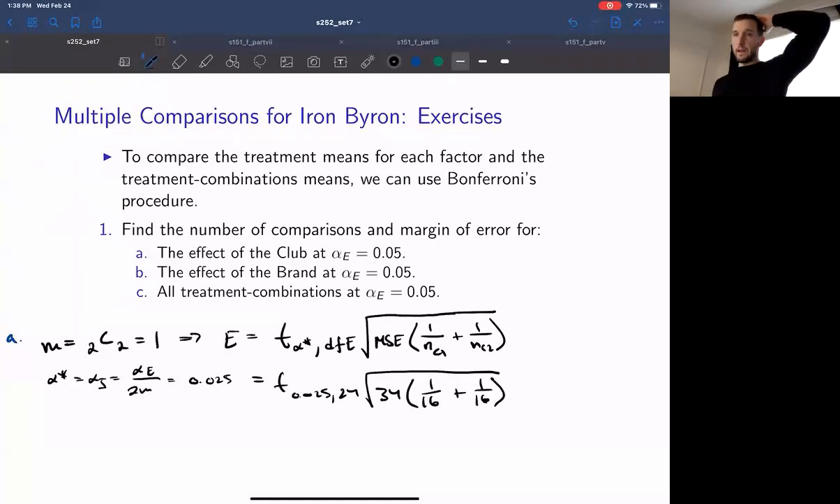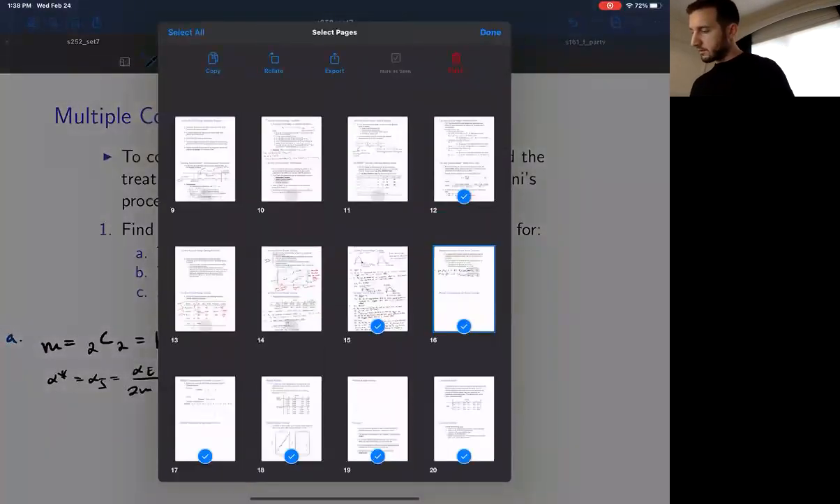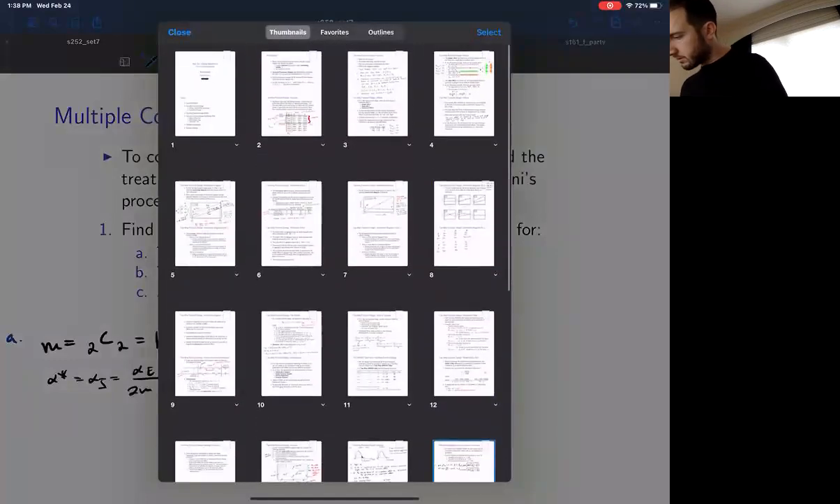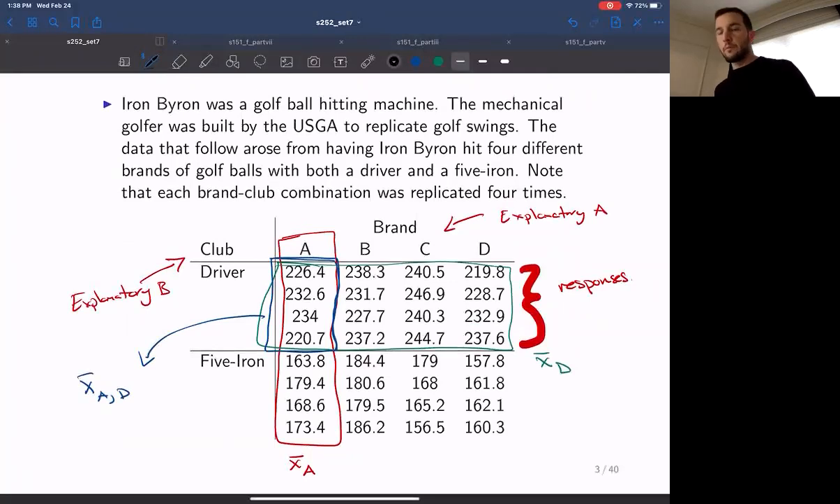Okay, why do we have 16 for each club type? Well, if we go back to the original data set, the sample size for each club is the total number of observations that were hit by that club. So for the driver, for example, you have 4 sets of 4 replications. 4 times 4 is 16. So the sample size for the driver is 16, and the sample size for the 5-iron is also 16. So we're using all of the observations that were hit by that club. So that's where the 16 comes from in that calculation.